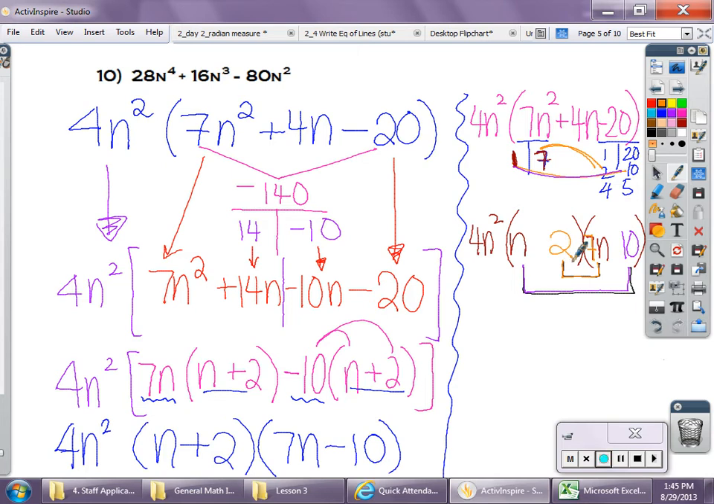I want positive 4. That means the 14n, which is 2 times 7, has to be positive, whereas the 10 has to be negative. Okay? So, should give you the exact same answer. They might be in a different order, though, but they will be the same answer.